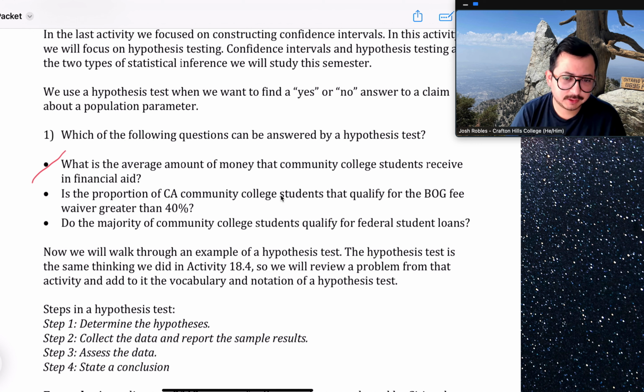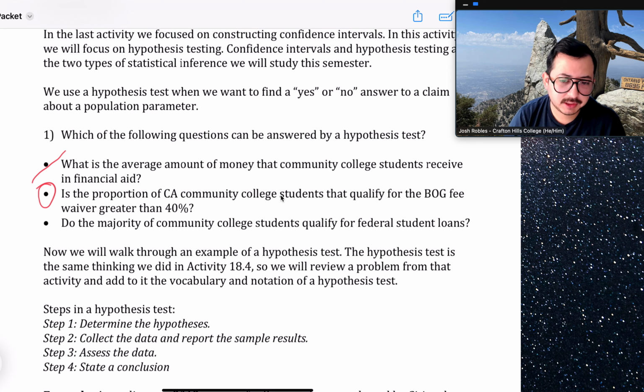Is the proportion, probably going to be yes, is the proportion of California community college students that qualify for, now called the Promise Grant, I believe, greater than 40%? That is something we can test. Yes, it's greater than 40, no, it's not.